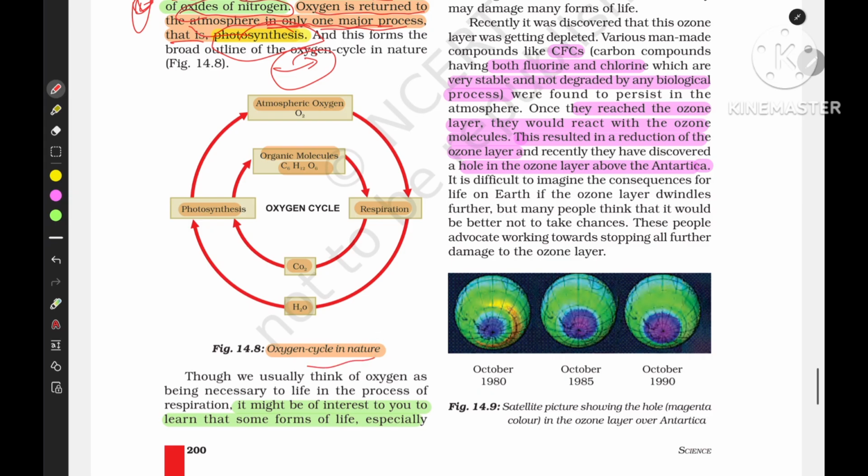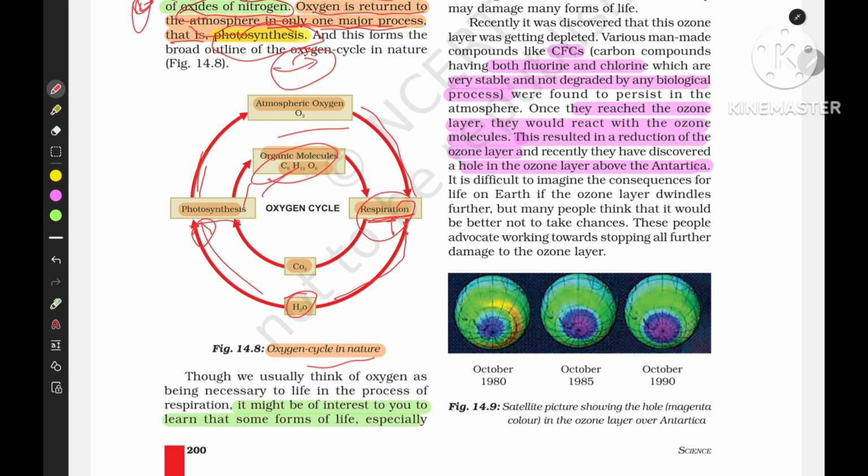So the oxygen cycle goes like this. Atmospheric oxygen is used in respiration by the animals, and they produce CO2. And photosynthesis is the process where oxygen is released. Respiration requires oxygen and releases carbon dioxide, while photosynthesis uses carbon dioxide. During photosynthesis, carbon dioxide and water molecules react to form glucose molecules.